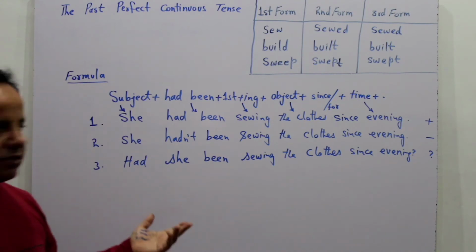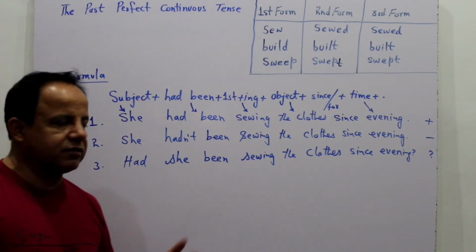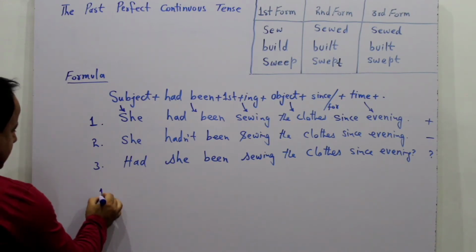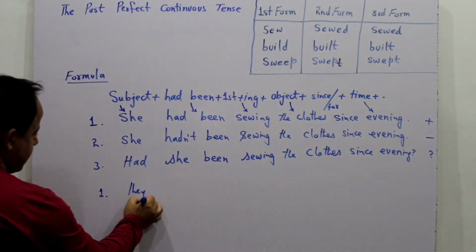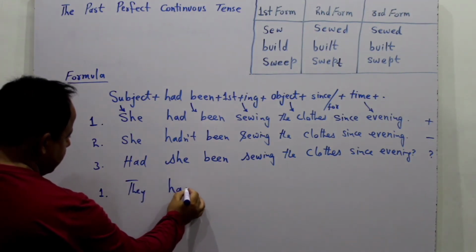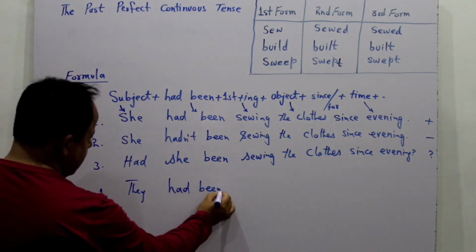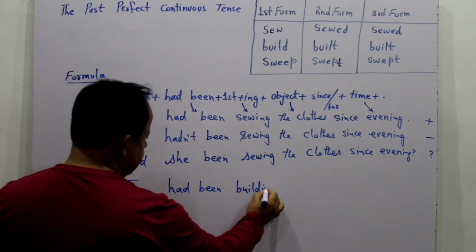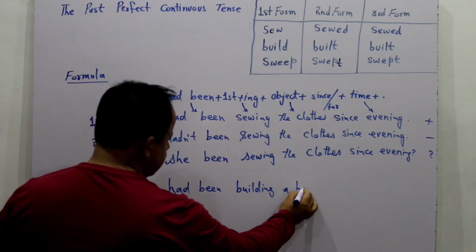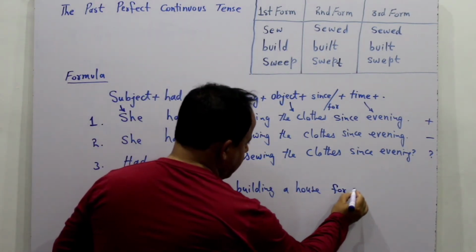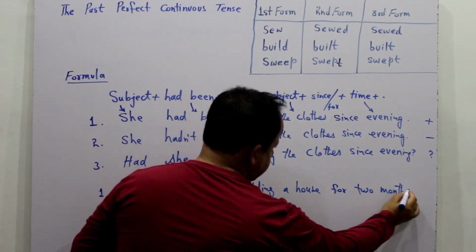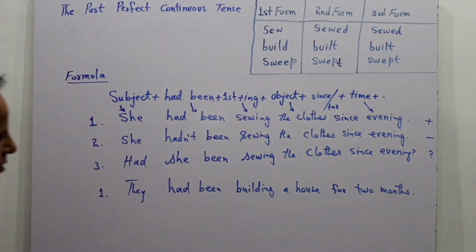I'm going to make a positive sentence, you are going to make it negative and interrogative. The next verb is build. Example is they. With they we use had been. They had been building a house for 2 months. Now you can make the sentence negative and interrogative by yourself.